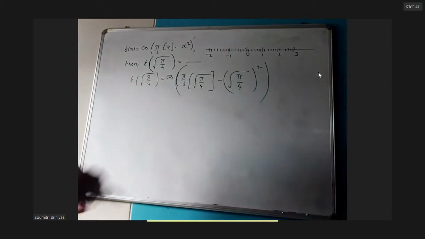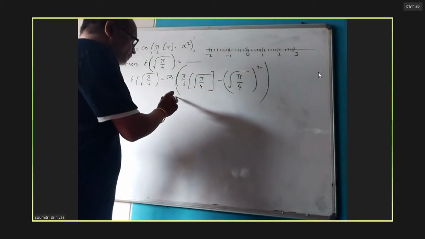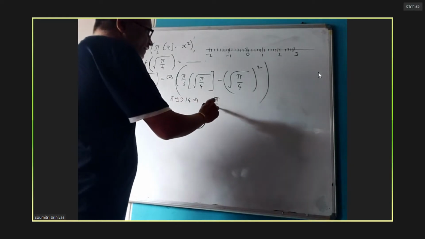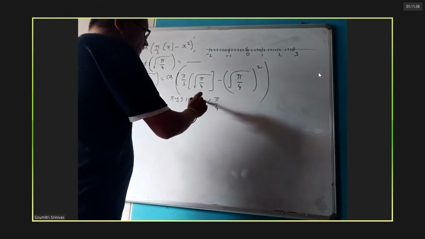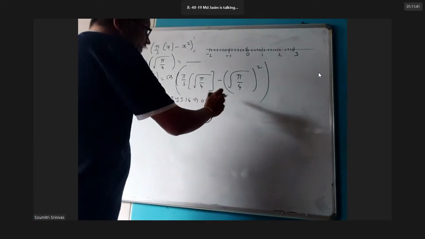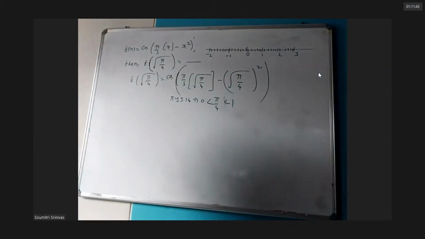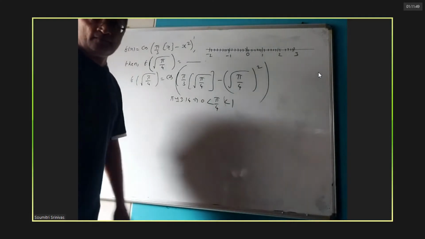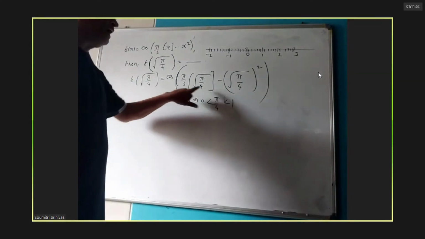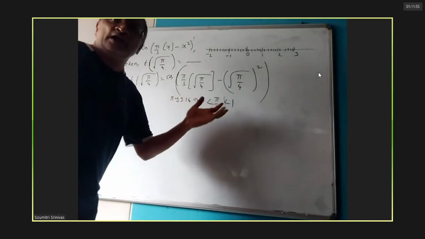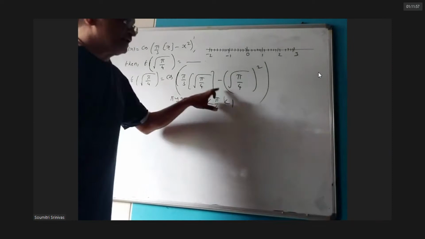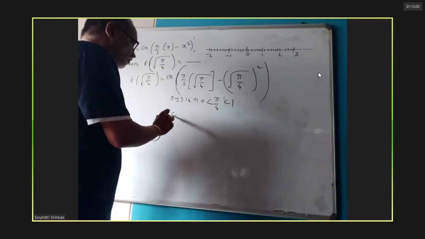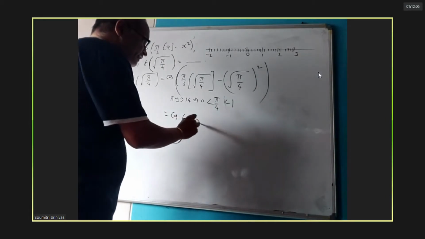Pi approximate value is 3.14. Where will pi by 4 lie between? Between 0 and 1. 3.14 by 4, does it lie between 0 and 1? Yes, sir. What are we taking of these values? Step. What will step give? 0. So this will be cos of pi by 3 into 0.